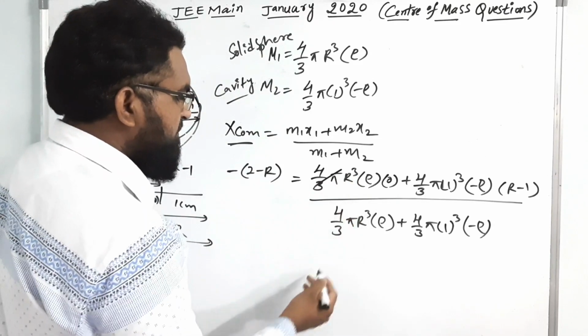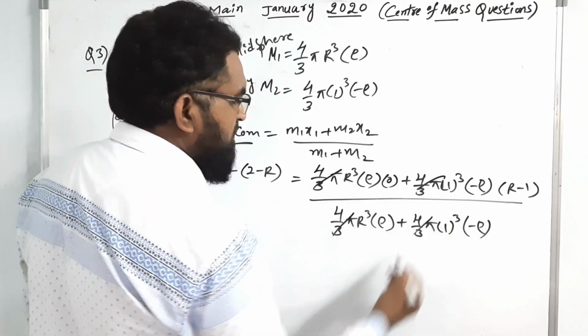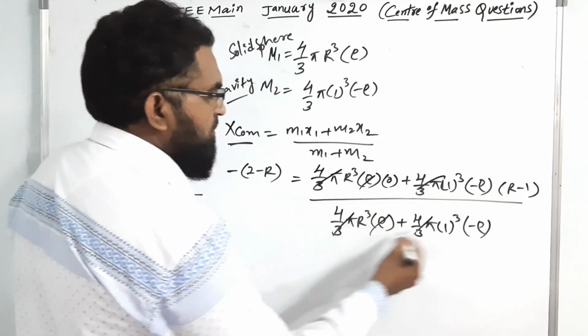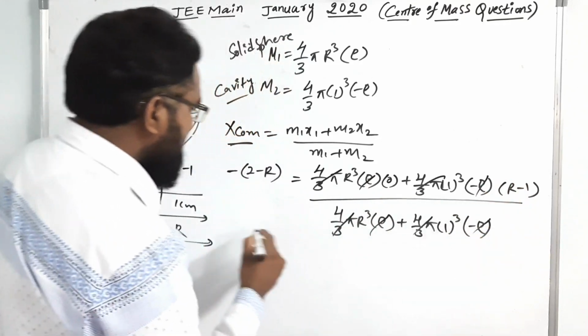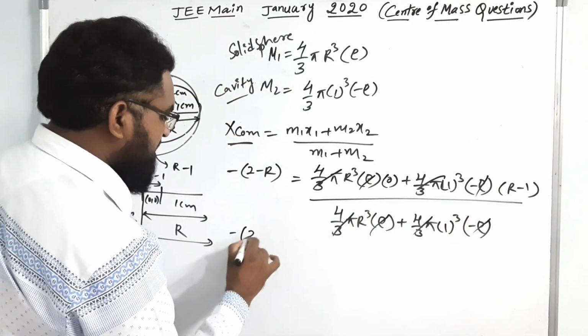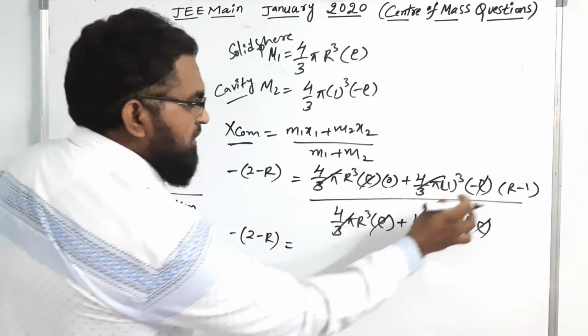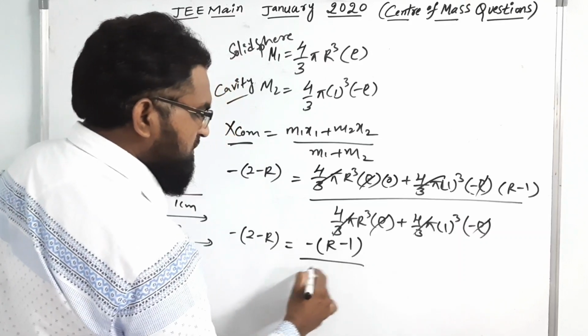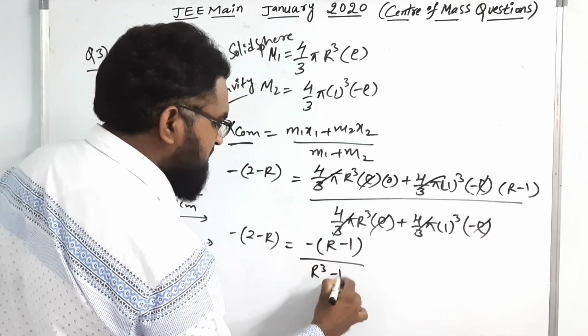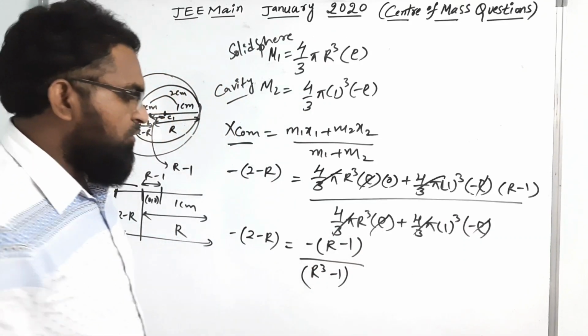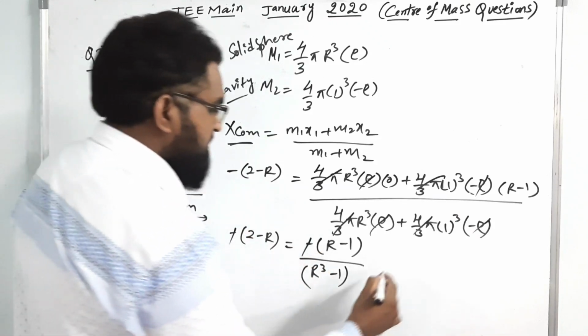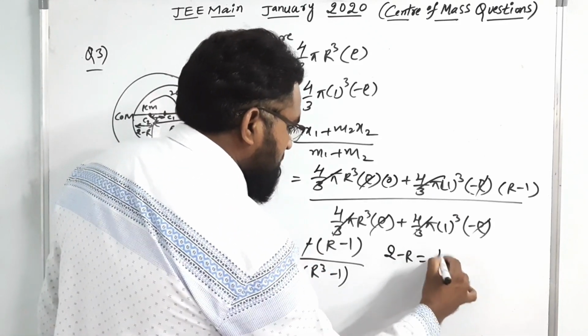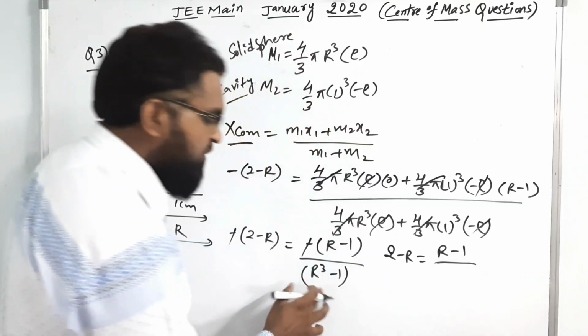4 by 3 pi cancels, and rho and rho cancel. So finally here minus of 2 minus r is equal to, this is negative, minus of r minus 1 by this one, r cubed minus 1. Actually 1 cubed. So minus and minus, so here 2 minus r is equal to r minus 1 by, this is a cube minus b cube.